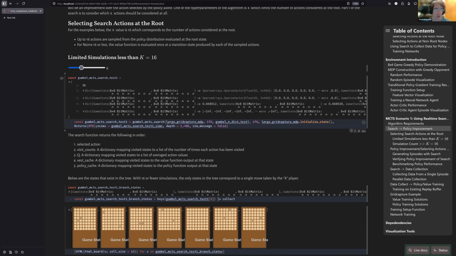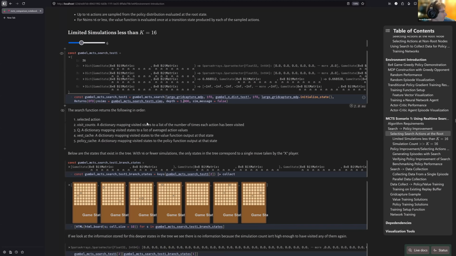a game will never be longer than like 32 actions, right? Because there's the X move and then the response move. There's only 64 total squares. So if I set the depth to 1,000, it should basically never prematurely cut off. Once the search is completed, it returns these 5 things, which are shown here.